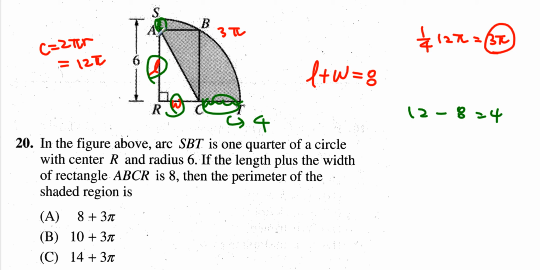But lastly, how about this portion, that diagonal? That will complete our entire perimeter. But did you realize that it is equal to the same diagonal as this one? But that length is a radius. So the red one must be equal to 6. Then that tells us that 6 plus 4 plus 3 pi is 10 plus 3 pi. Choice B becomes our answer.